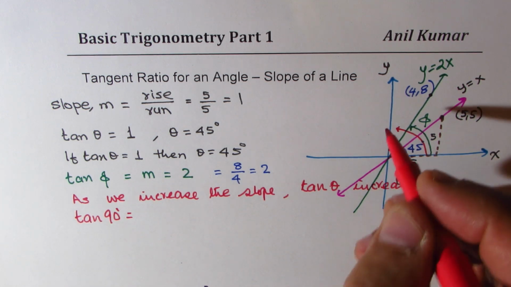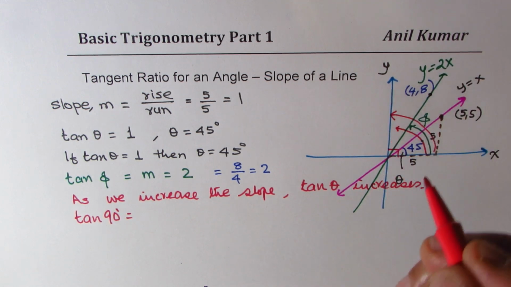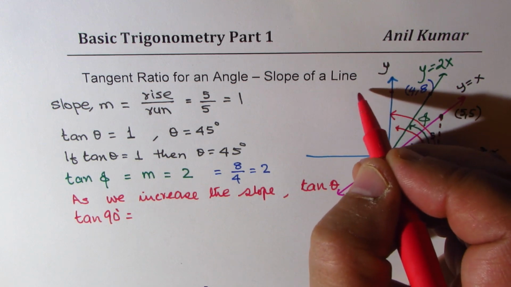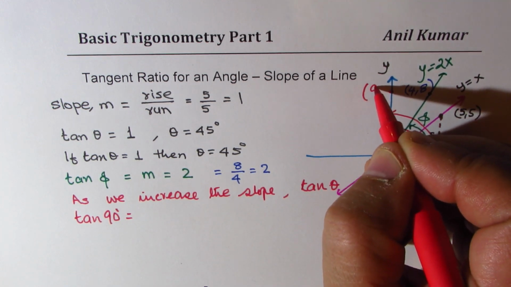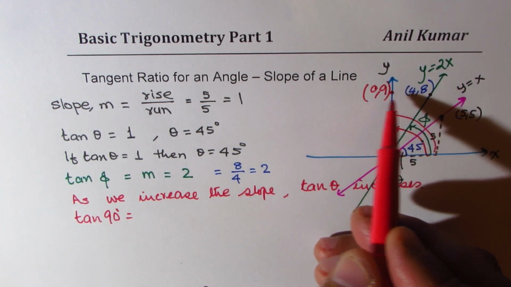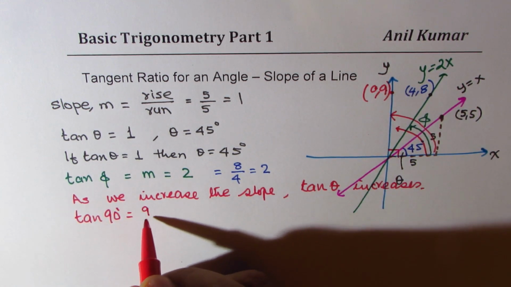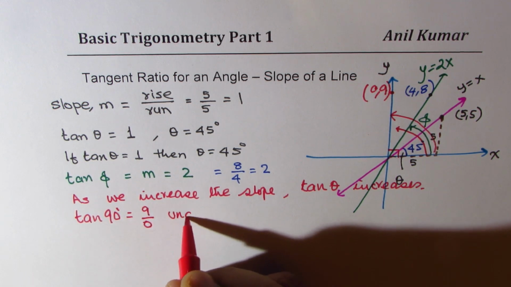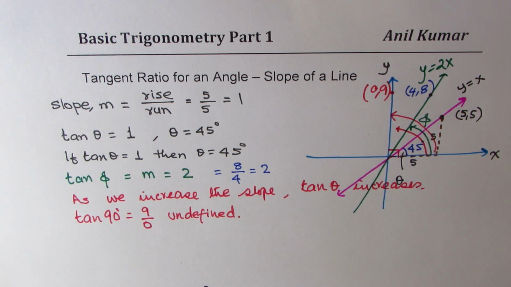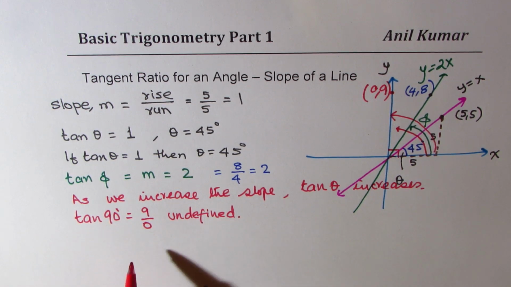Now in this situation, when I increase it to the limit of 90 degrees, any point here will be treated as, let us say this point here is 0 for x and 9 for y. The y-intercept is 9. So for that point, rise is 9 and run is 0. So we have 9 over 0, which is undefined. So if the angle is increased to 90 degrees, we get a value which is undefined.